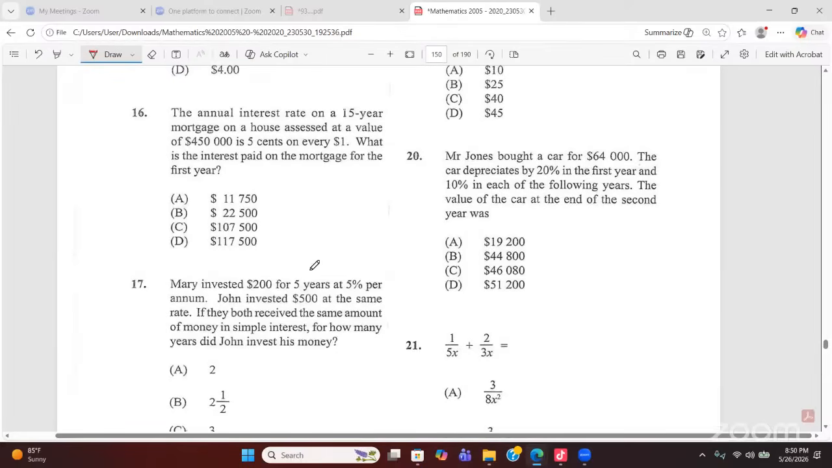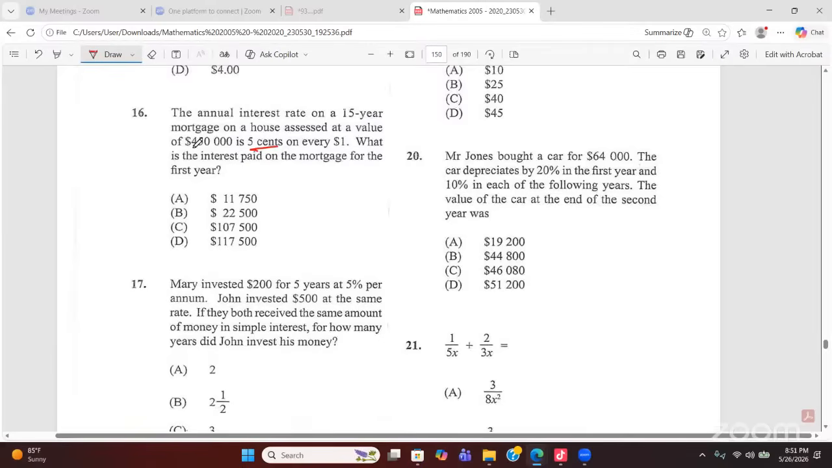Now, the annual interest rate on a mortgage of a house. All right, let me read it. The annual interest rate of a 15-year mortgage on a house assessed at $450,000 is 5 cents for every dollar. What is the interest paid on the mortgage for the first year? They're saying it's 5 cents for every dollar. So read it over, make sure you understand this before you drop in your answer.